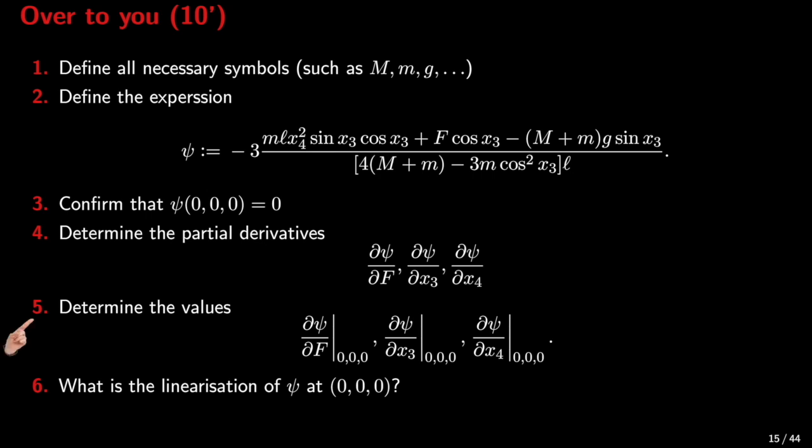Next, you need to determine the values of these partial derivatives at 0, 0, 0. So you take the partial derivatives from step 4 and you use subs to determine their values at this point. And lastly, you need to answer the question, what is the linearization of psi at 0, 0, 0? So pause the video for a few minutes to determine the linearization of psi.